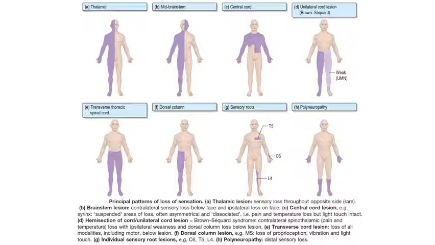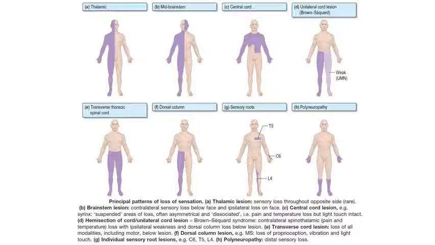In the second diagram, a brainstem lesion causes what is known as crossed hemihypesthesia. It leads to contralateral sensory loss below the face and ipsilateral loss on the face. Central cord lesions, which involve the crossing pain and temperature fibers, cause what is known as jacket sensory loss. It is localized to a certain area of the body and is dissociative in nature, as pain and temperature are lost while touch is intact.